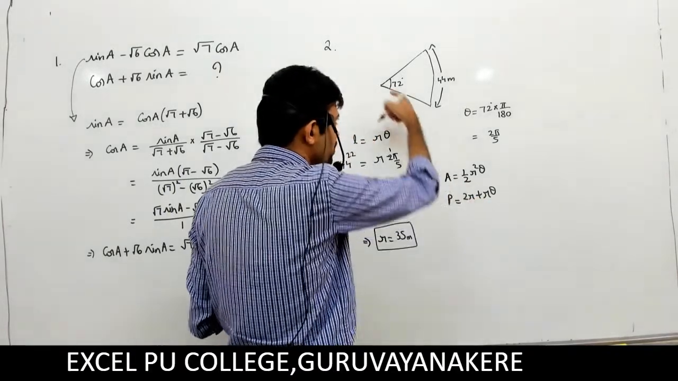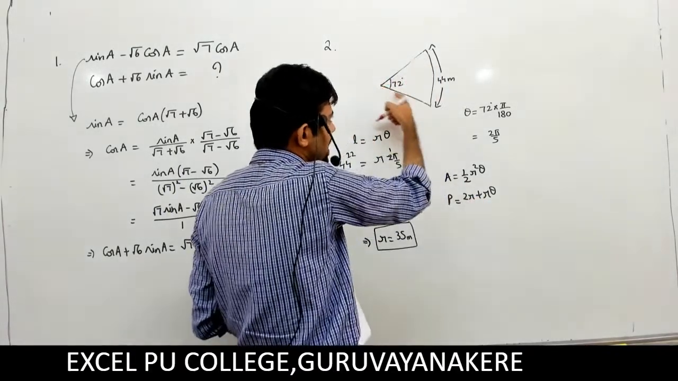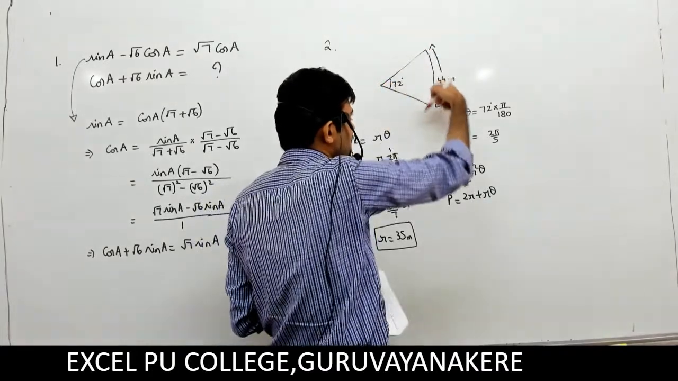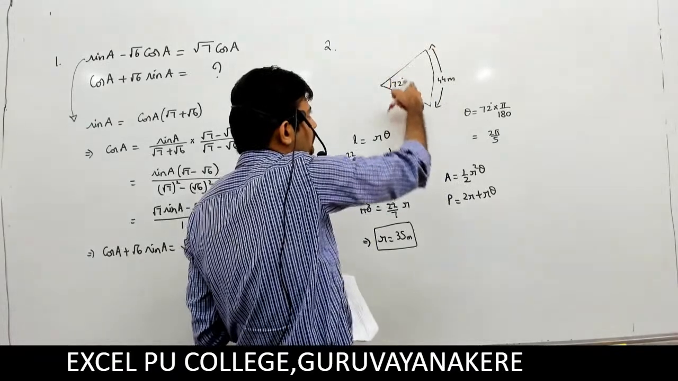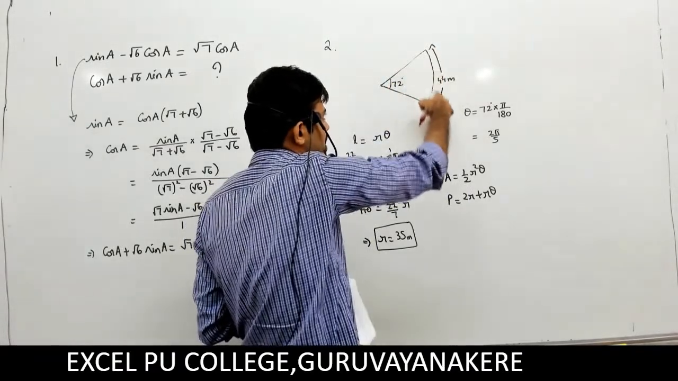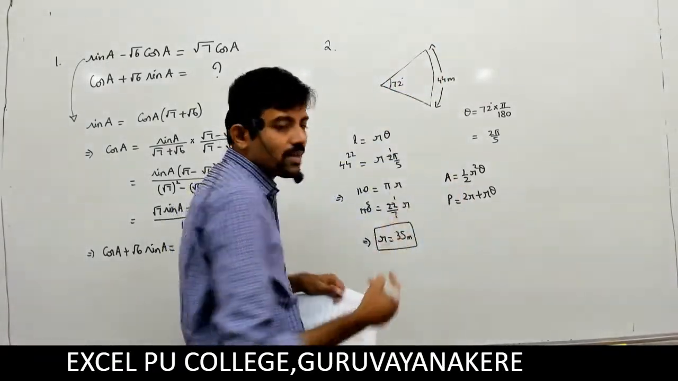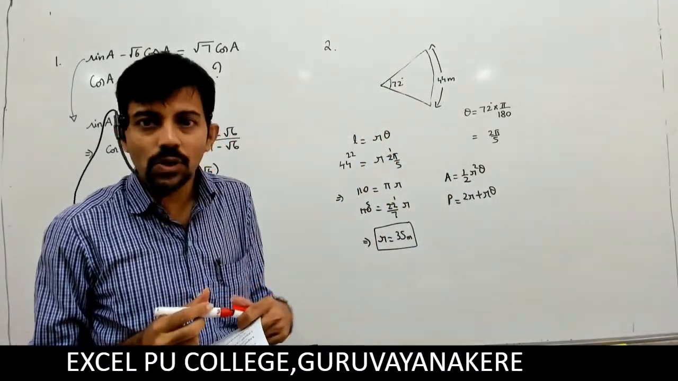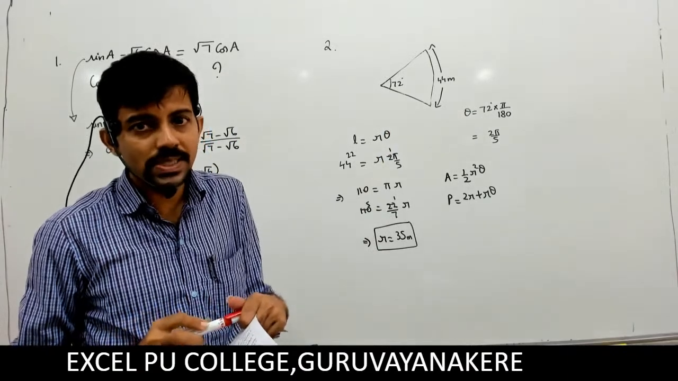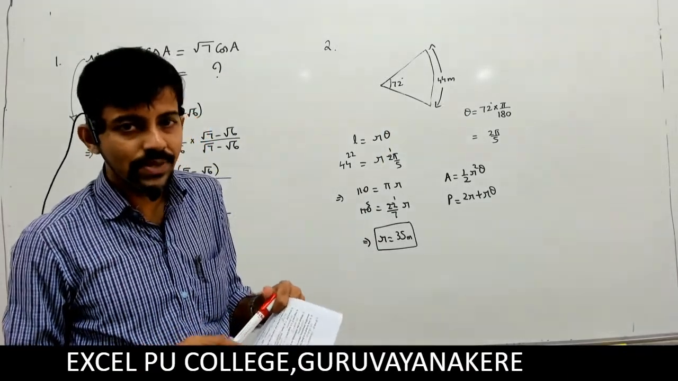Perimeter is the sum of the sides. This is the radius, this is the radius, and this is the length of the arc. The length of the arc is r theta. So r plus r plus L, that is 2r plus r theta, is the perimeter of the sector. Theta is called the sectorial angle. Pi radians equal to 180 degrees. Learn all the concepts connected to radian measure.